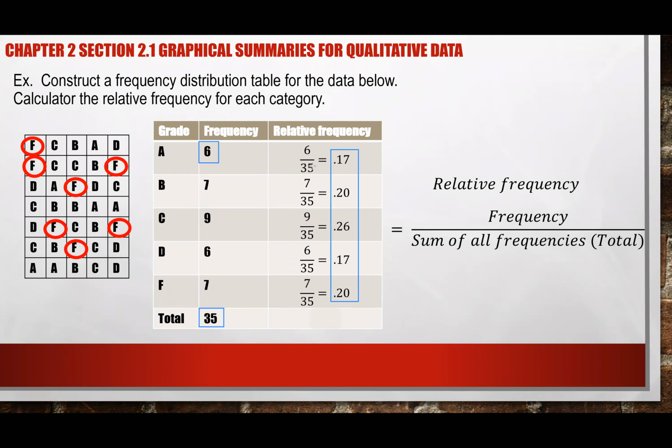One thing is your relative frequency will always be a decimal. If your relative frequency is a whole number, you did something wrong, because you take a small frequency and divide by the total overall frequency. The other thing to check: if you add all of your relative frequencies up, they have to equal 1, which means the total probability is 100, or the total percentage of the items is 100, okay?